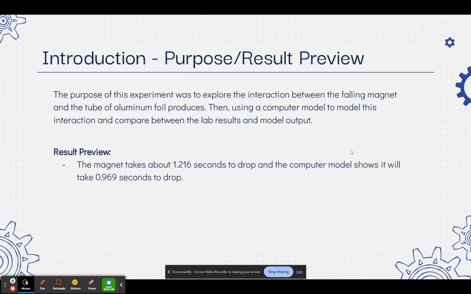The purpose of this experiment was to explore the interaction between the falling magnet and the tube of aluminum foil it produces, then use a computer model to model this interaction and compare the lab results and model output. A quick result preview: the magnet takes about 1.216 seconds to drop, and the computer model showed that it will take approximately 0.969 seconds to drop.